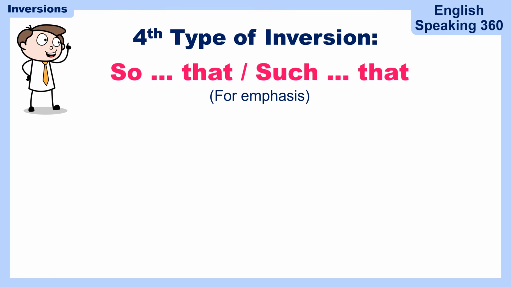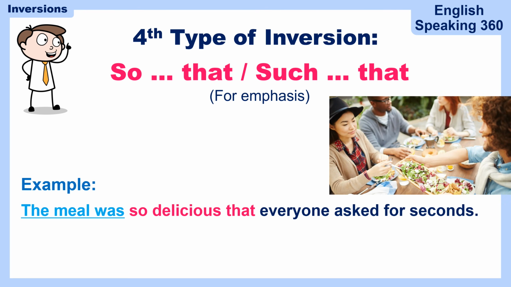The fourth type of inversion: so that, such that, for emphasis also. Here's the first example. The meal was so delicious that everyone asked for seconds. Seconds means a second plate of food. So everybody ate their food, and then once they were done eating, they said, "Oh, can I have more? Can I have more, please?" That is asking for seconds. But this sentence is not very powerful. Here's how to make it more powerful.